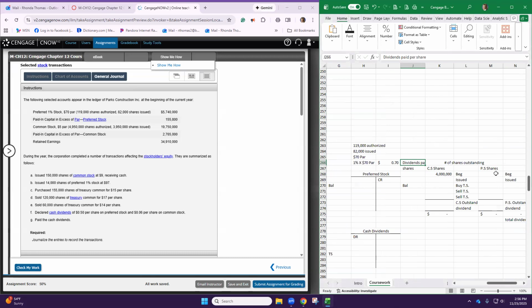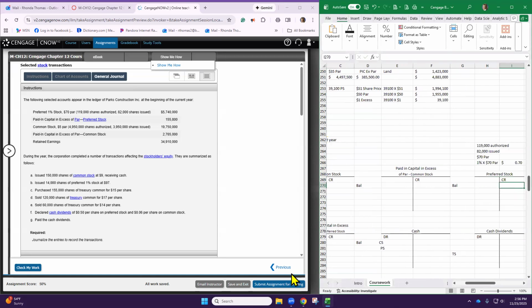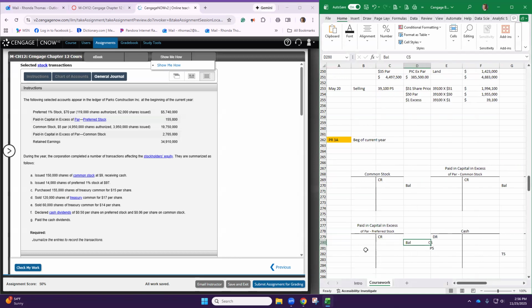Now, let's put the beginning amount of preferred shares. Now we're ready to do common. And remember, here's the paid in capital, and so I am going to put in the balance. So the balance of the preferred 1% $70 par stock with 82,000 shares issued is 5,740,000. So we've got that in there. And then the balance in the paid in capital in excess of par is 155,800. Okay, let's go to the common now.